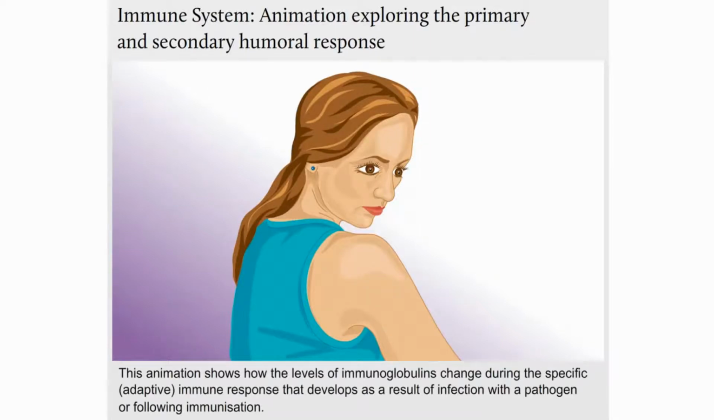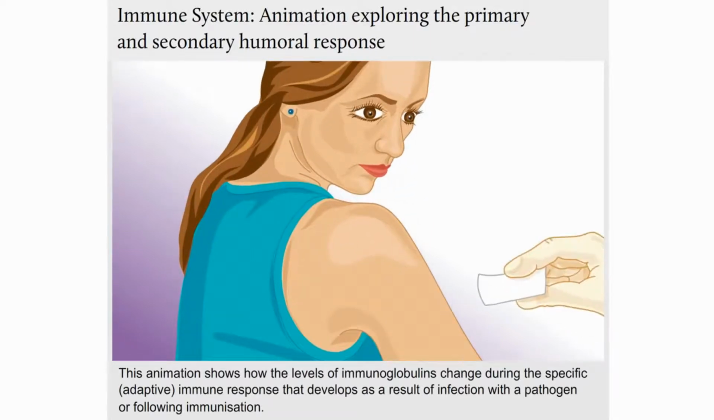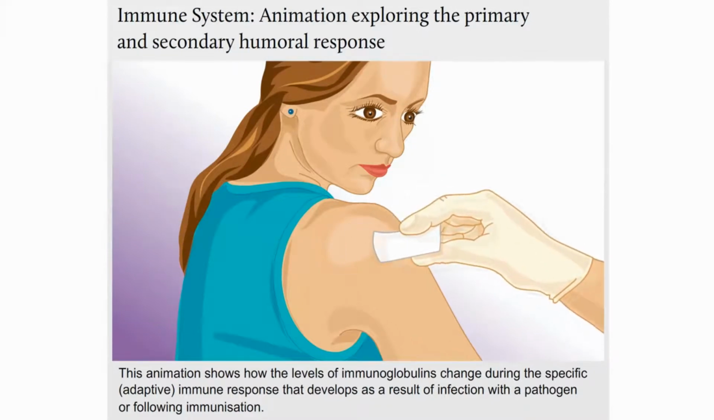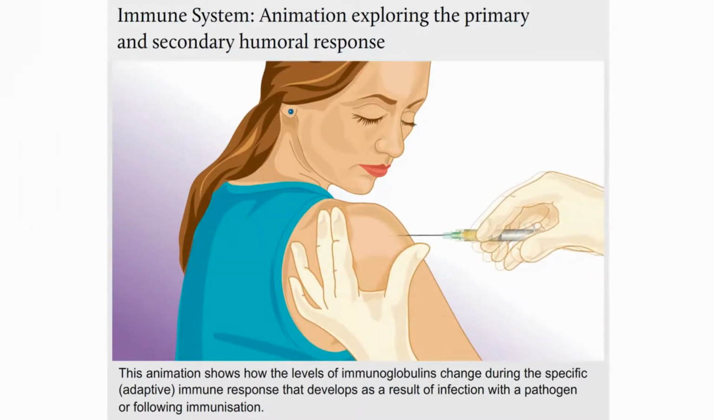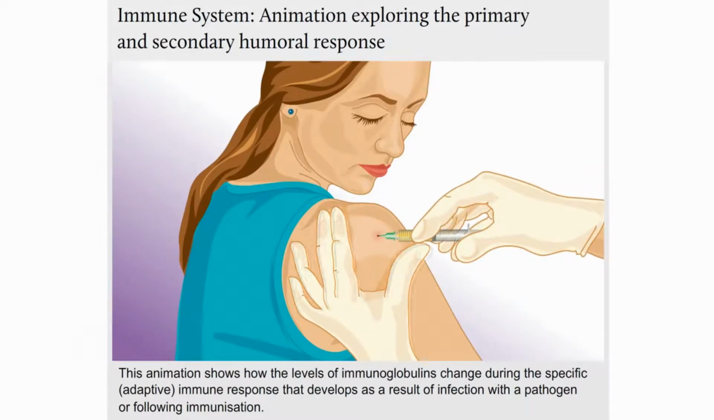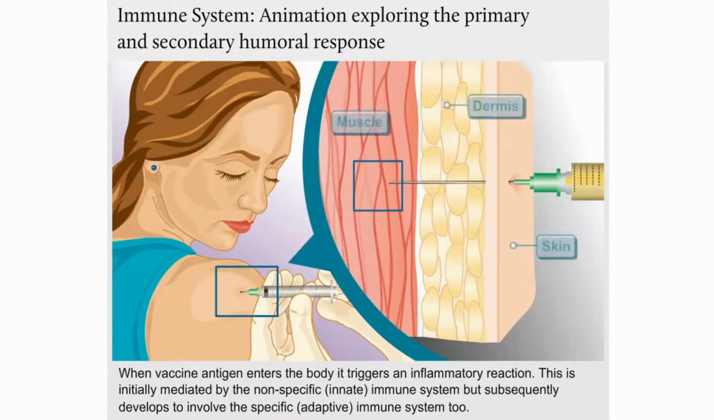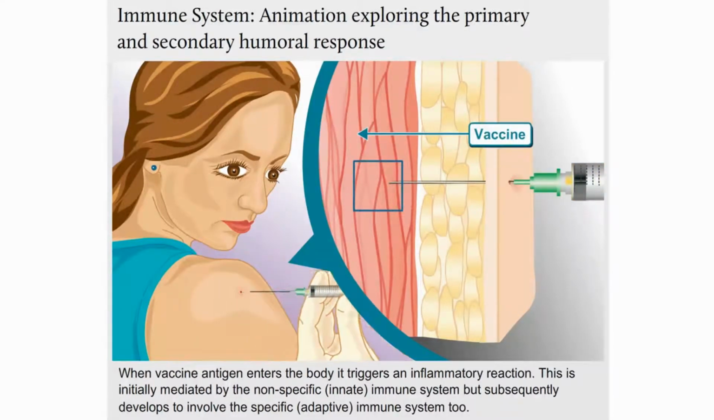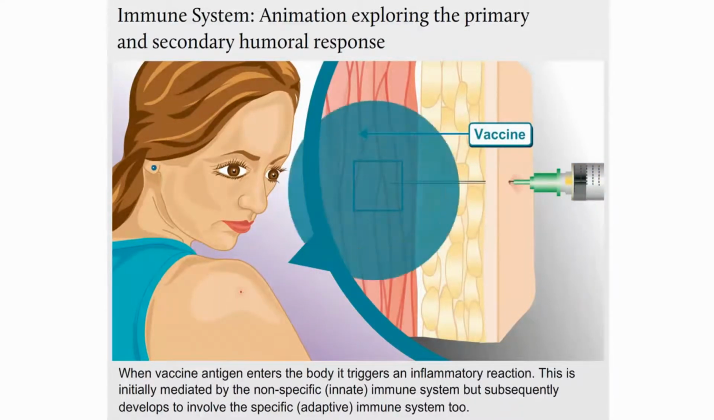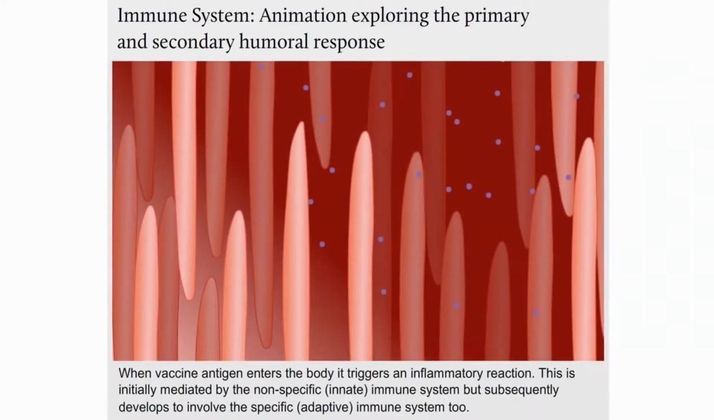This animation shows how the levels of immunoglobulins change during the specific, adaptive immune response that develops as a result of infection with a pathogen or following immunization. This is initially mediated by the non-specific innate immune system, but subsequently develops to involve the specific adaptive immune system too.